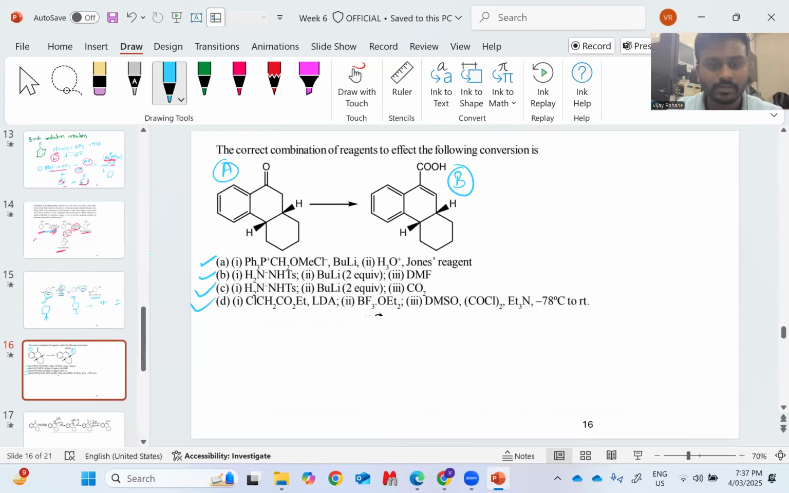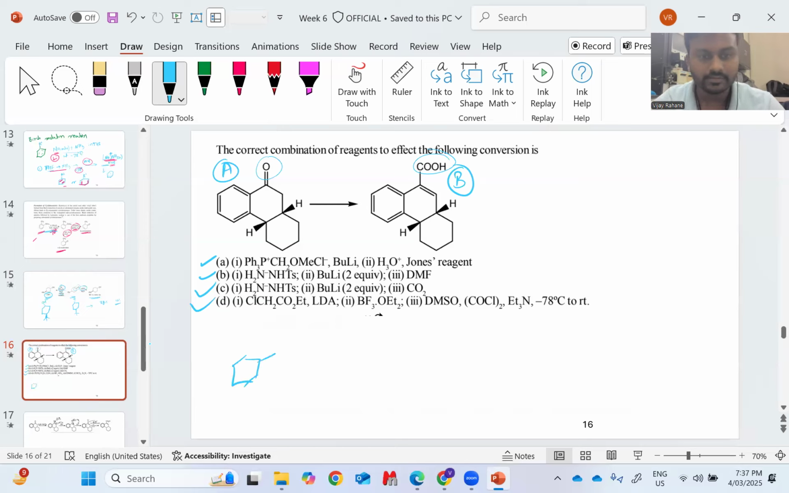So if you look at them one by one, we need to have an alpha beta unsaturated acid in this case, right? Here we have the ketone, and what are the reagent combinations given. If you go step by step, then we are able to see here, we have this starting material. So this is aromatic and a double bond O. Further, we have this cyclohexane.